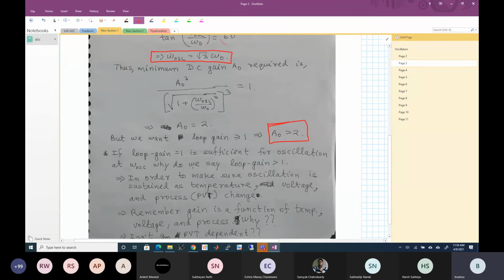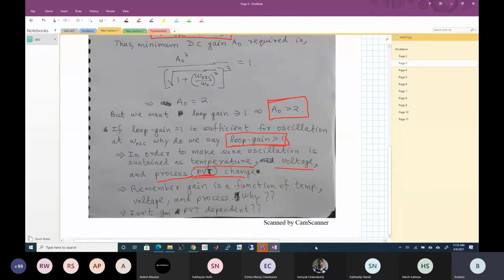If a loop gain equal to 1 is sufficient for oscillation at omega oscillation, why do we say that loop gain should be greater than 1? In order to make sure oscillation is sustained as temperature, voltage and process change, we have to satisfy this. If the loop gain drops to less than 1 because of any of these changes, which we call PVT change, then I'm not going to get an oscillator. Remember, gain is a function of temperature, voltage and process.